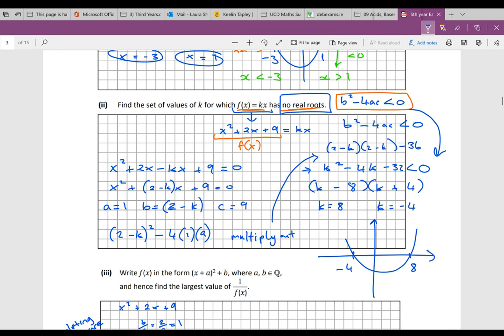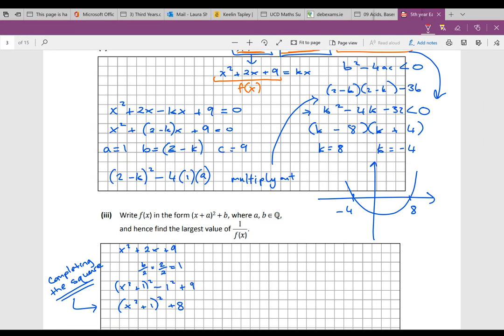My highlighter's not working, so I'll go for a red pen. Less than 0 is down here, because that is physically less than 0. Up here would be greater than 0. And it is less than 0 between the -4 and the 8.